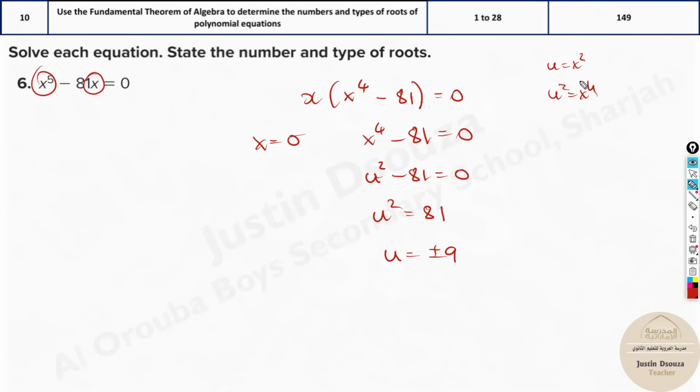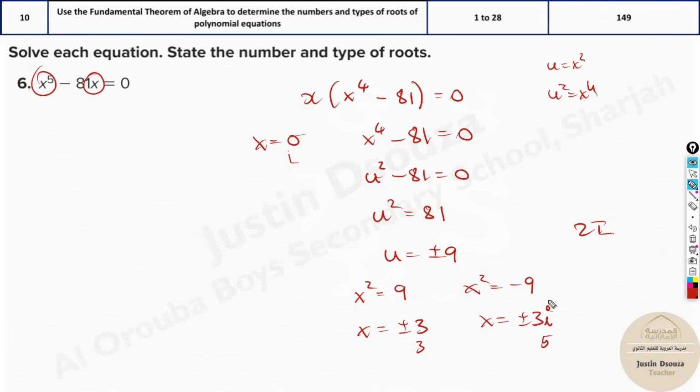Now what is u? U is x squared. So x squared is equal to plus 9, x squared is equal to minus 9. Now again take the square root on both sides. X becomes plus or minus 3, x becomes plus or minus 3i. Why is this i? Because it's negative over here. Now how many roots are there? 1, 2, 3, 4, 5. So 5 total roots, all done.